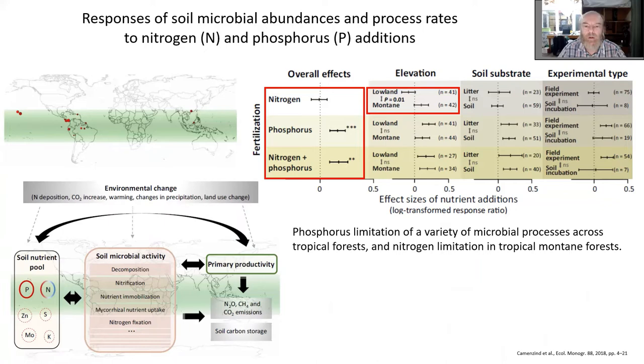Generally, and this has been a meta-analysis of a number of experiments in especially the neotropics, but also Asia, there are basically no overall effects of fertilization by nitrogen in the tropical soils under the rainforest. However, there is an increase in activity after phosphorus fertilization, but there is no synergistic effect. When we look at nitrogen plus phosphorus, then it's pretty much the same as phosphorus alone. Nitrogen seems to be somehow limiting at high elevation. So there is an effect of elevation, but generally we can conclude that nitrogen is actually not really limiting.